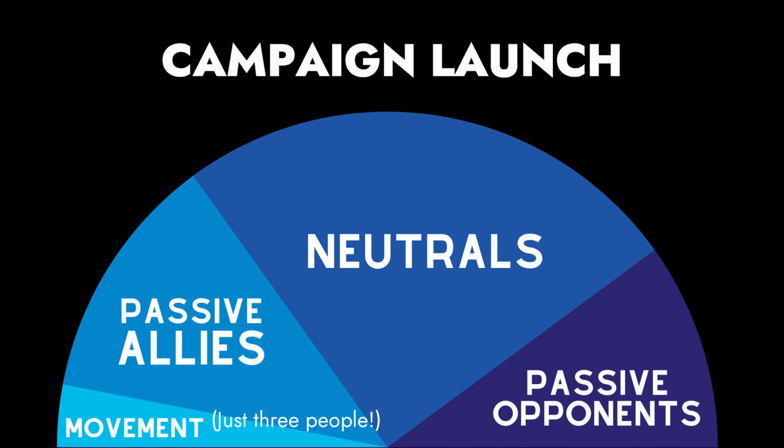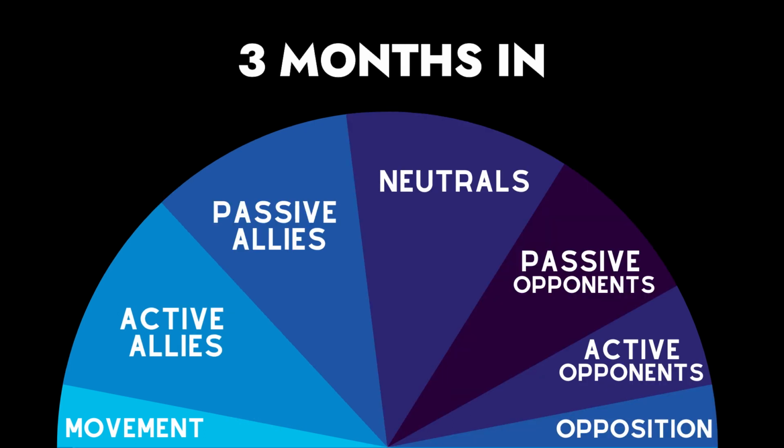Most people in town are neutral because they haven't even heard of, thought about, or made up their mind on this issue yet. And we expect some people to disagree, so those are our expected passive opponents, and we don't know if we'll have any active opponents or opposition. Now let's look 3 months into the future.